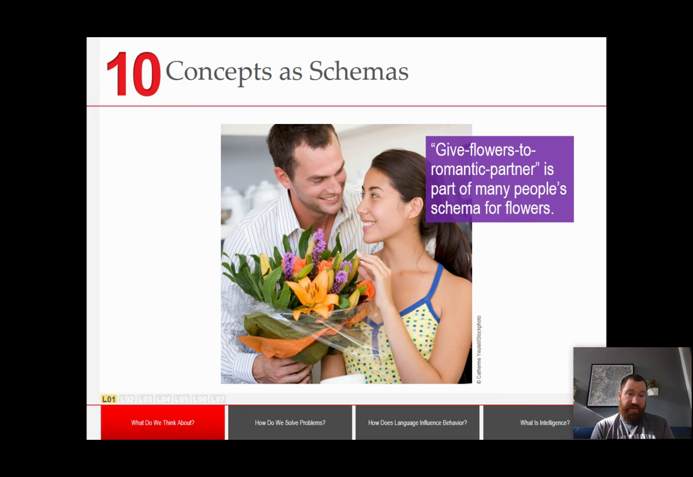So when we're talking about flowers, one of the things that you can think of with schemas and flowers is that some people give flowers to their romantic partner, right? So that is a romantic gesture. That's certainly part of our understanding of flowers. It's not just the individual flowers, but also what we do with them. That shows us that we have concepts working as schemas, because when we think of flowers, we think about all of the things that flowers allow.